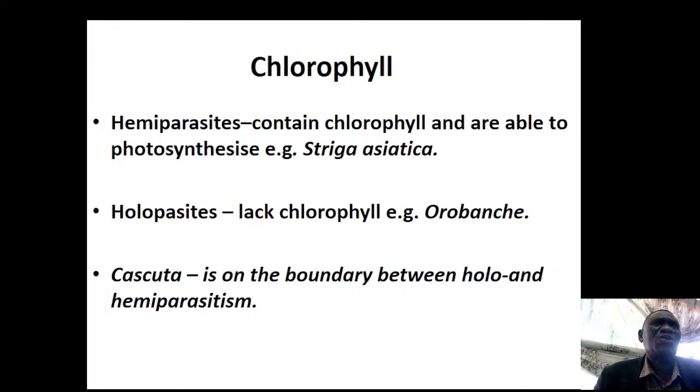The Cuscuta is somewhere between holo and hemiparasitism. It has a bit of chlorophyll, but it's not a lot.